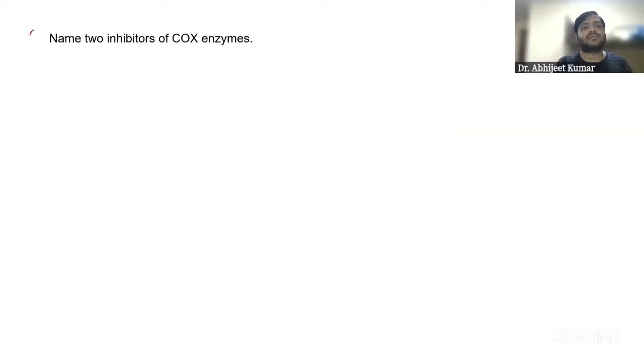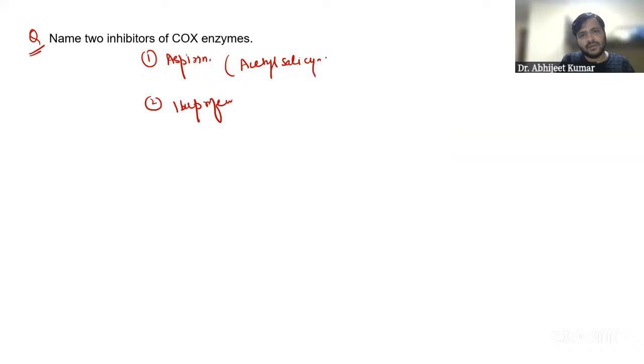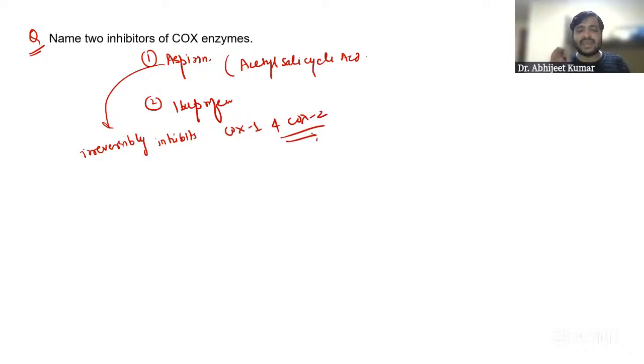The next question is the inhibitors of the COX enzyme. We have aspirin and we have ibuprofen. We have already discussed this at the start. Aspirin is also called acetylsalicylic acid. It irreversibly inhibits the COX-1 and COX-2 enzymes by acylating a serine residue in the active site, which reduces the synthesis of prostaglandins and even thromboxanes.